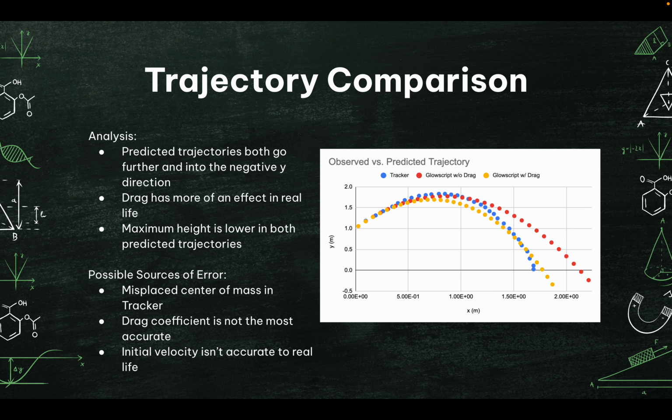Also, the maximum height is larger in the actual trajectory than both predicted. As you can see, the predicted model with gravity and drag doesn't exactly match, and this can be due to a few sources of error.